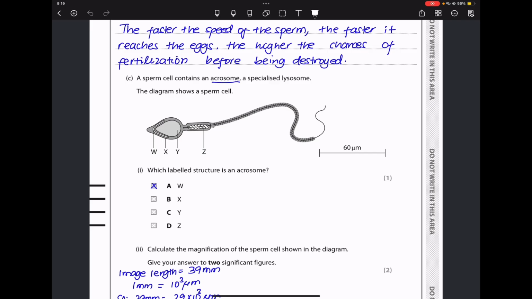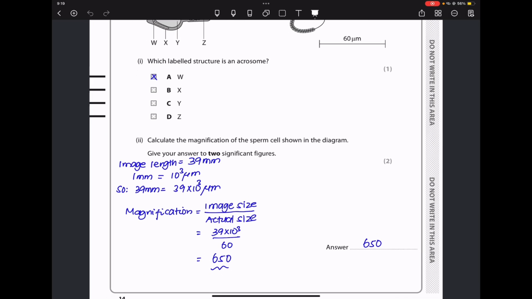And in part C, a sperm cell contains an acrosome, a specialized lysosome. The diagram shows a sperm cell. This is what we see here. Then they say which structure is an acrosome. The acrosome is structure W, you can see there, so A was my answer. Next they say calculate the magnification of the sperm cell shown in the diagram. Give your answer to two significant figures.